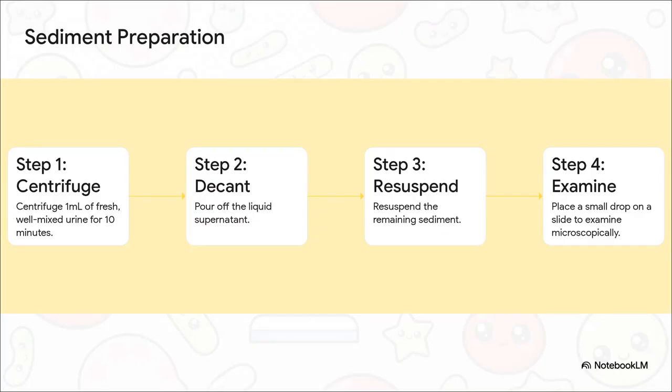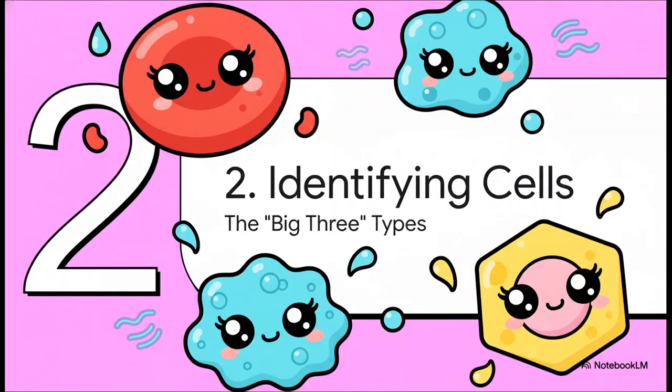So how do we do it? Well, the preparation is actually pretty straightforward. We start with about 10 milliliters of fresh urine. Spin it down in a centrifuge to get all the solids packed at the bottom. Carefully pour off the liquid on top, that's the supernatant, and then we gently resuspend that little pellet of sediment that's left. That's it. A single drop of this stuff is all we need to start our journey under the microscope.